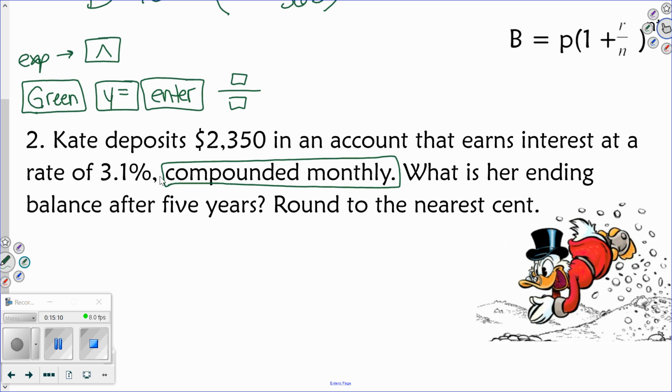Okay? So I know it's the compounding formula, so I'm going to go to this one. I don't know the balance. My principal is $2,350.